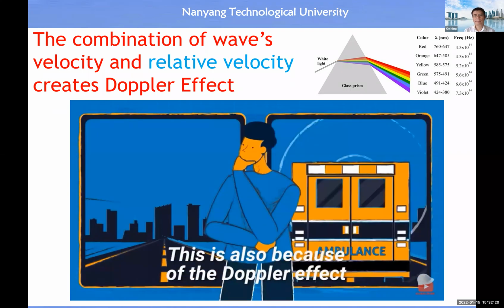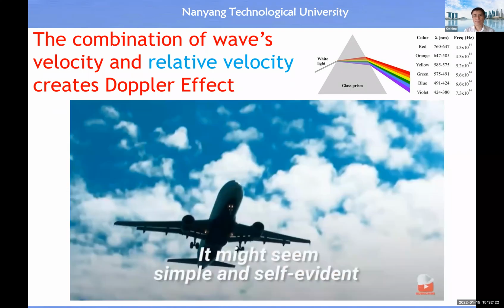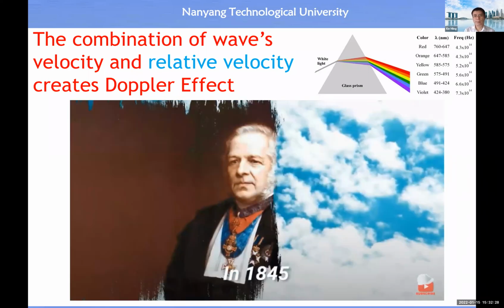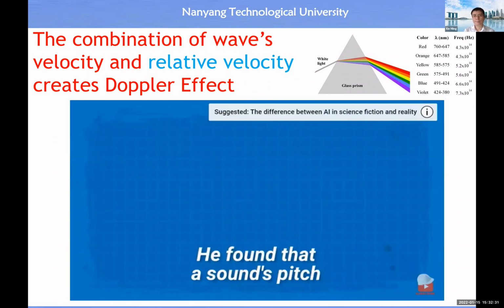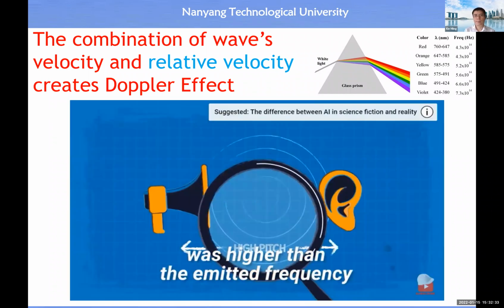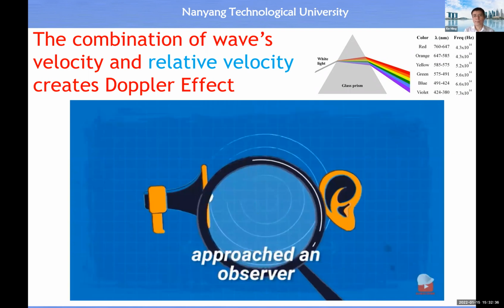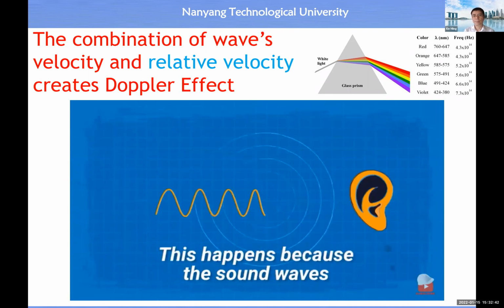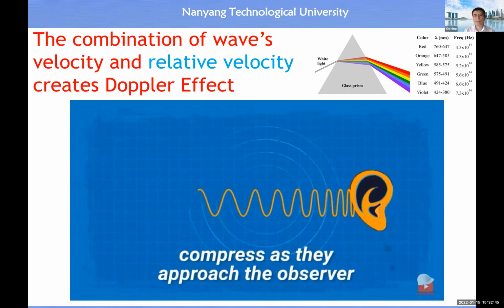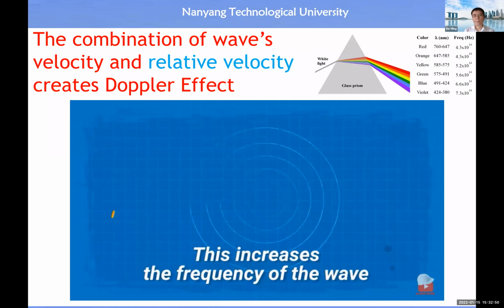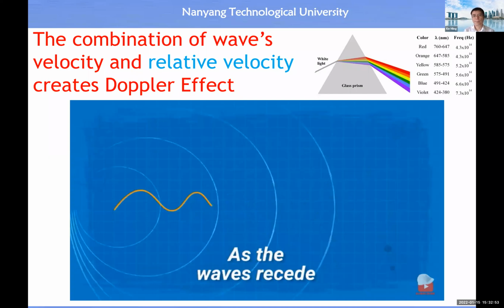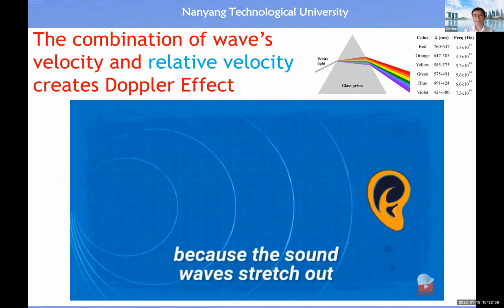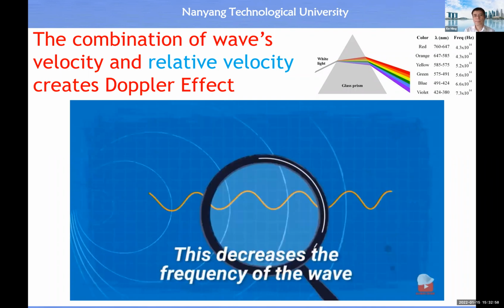In 1845, Dutch chemist and meteorologist Buys Ballot tested the hypothesis using sound waves. He found that a sound's pitch was higher than the emitted frequency when the sound source approached an observer, and lower than the emitted frequency when the sound source moved further away from the observer. This happens because the sound waves compress as they approach the observer. This increases the frequency of the wave, and the pitch rises. As the waves recede, the observer will hear a lower pitched noise because the sound waves stretch out. This decreases the frequency of the wave, and the pitch falls.